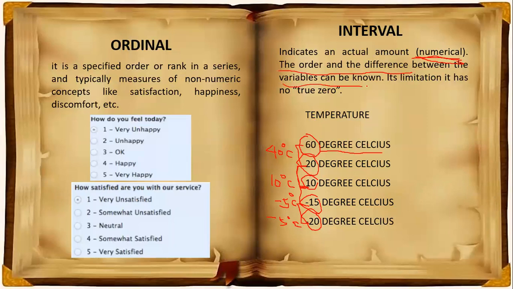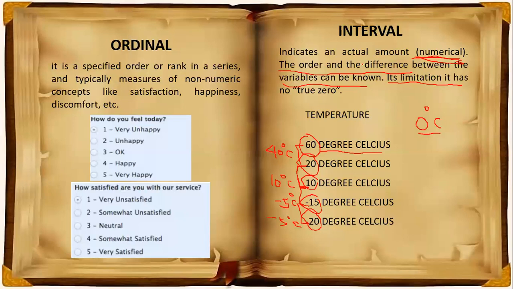So now let's proceed to the third statement based on the definition of our interval, which is its limitation. It has no true zero. So meaning class, sa interval, wala ni exist ang figure ni 0 degrees Celsius or bisag unsa pa man nga information sa data. As long as mahisgot ta og interval, dili mo exist ang figure sa 0. Okay?